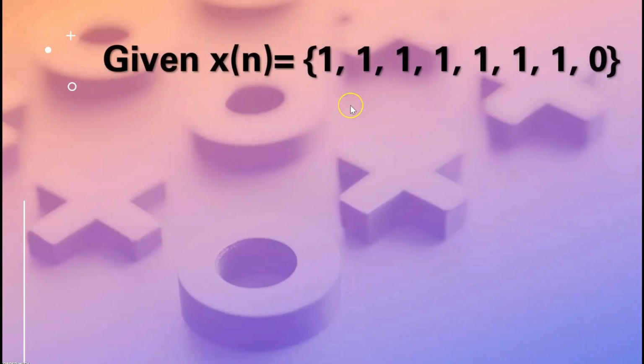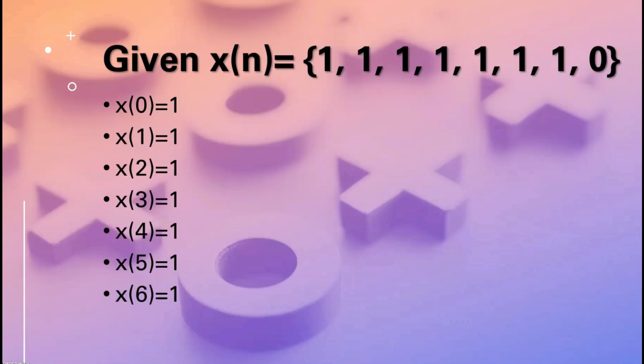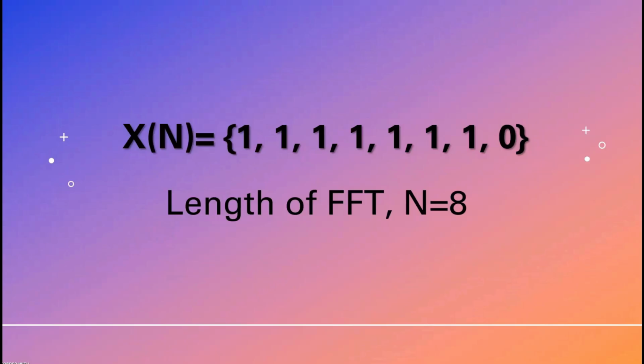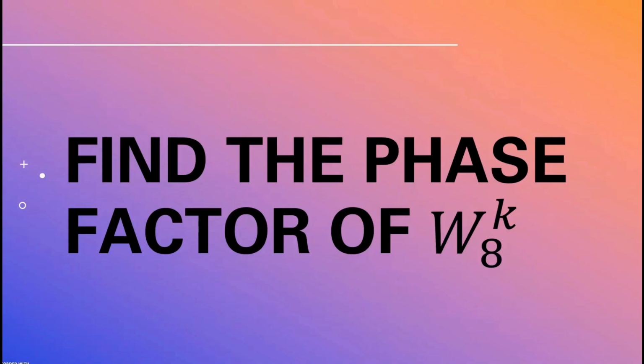Given that xn is equal to this, so we can indicate that x0 equal to 1, x1 equal to 1, and so on, until x7 equal to 0. So firstly, we need to determine the length of FFT, which is capital N. As given in the example, we have to determine the 8-point DIT FFT. So N equal to 8.